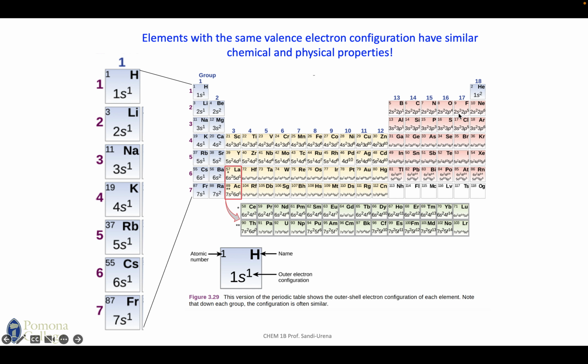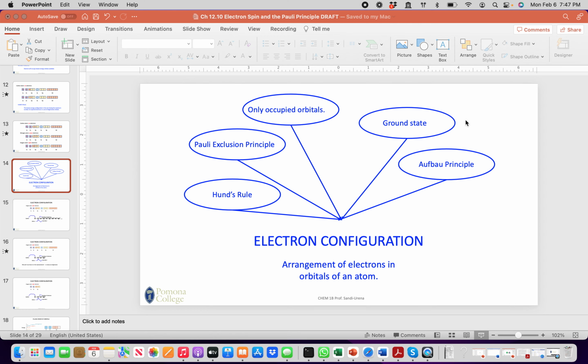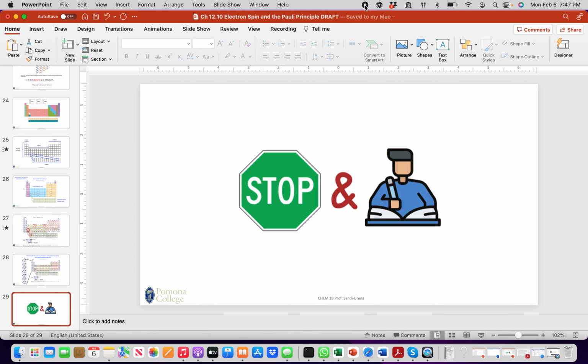Halogens, their valence electrons are s2, p5. And again, that explains why halogens have similar chemical reactivity. And with this, we finish this second video, and we're going to get ready to do the stop and practice.